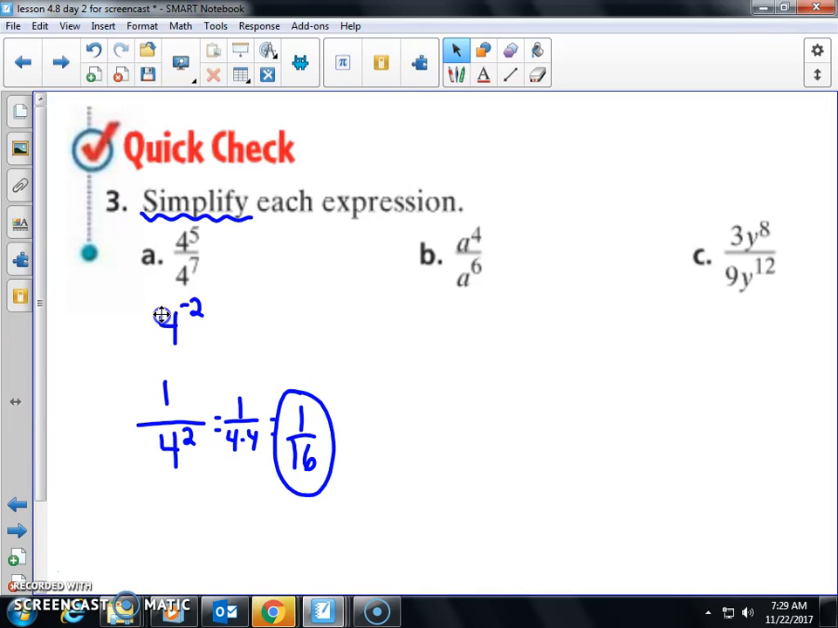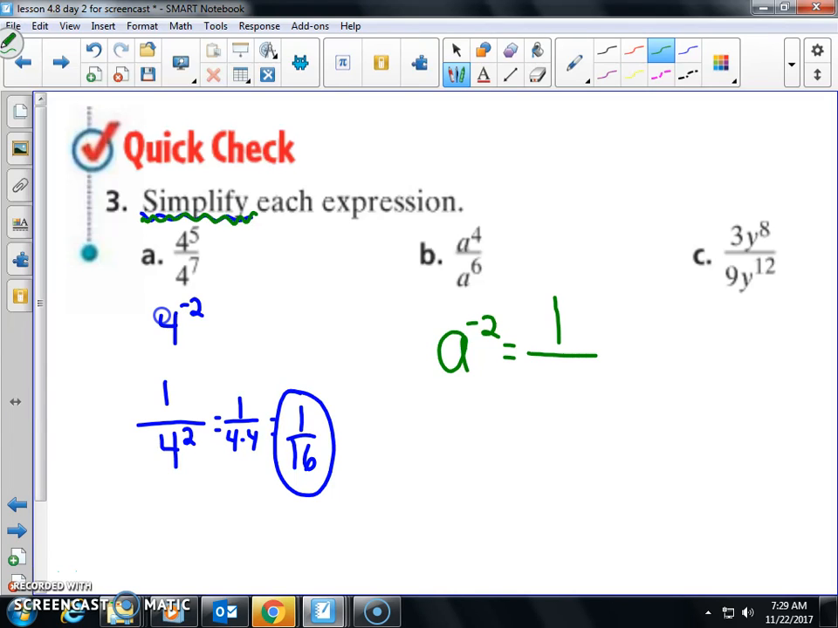Same thing in letter B. The shortcut says keep the base. The base is A. 4 minus 6 is negative 2. The directions said simplify. Simplify means we only want positive exponents. So we're going to stretch it out. 1 over A to the second power. And that's our answer.